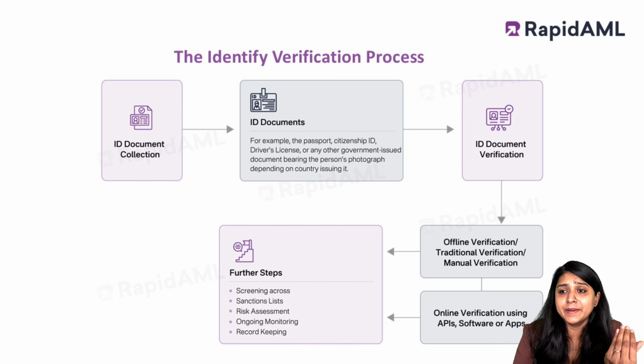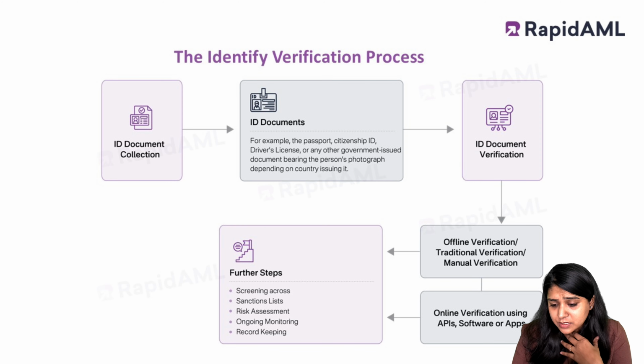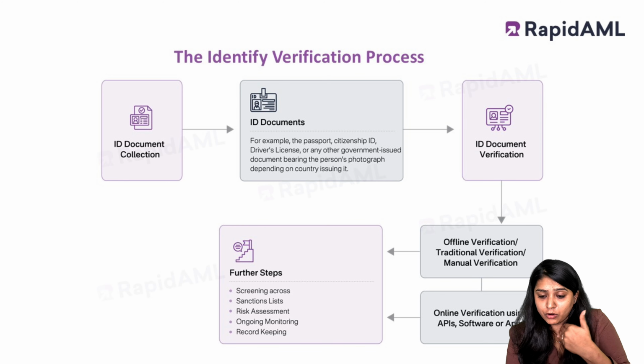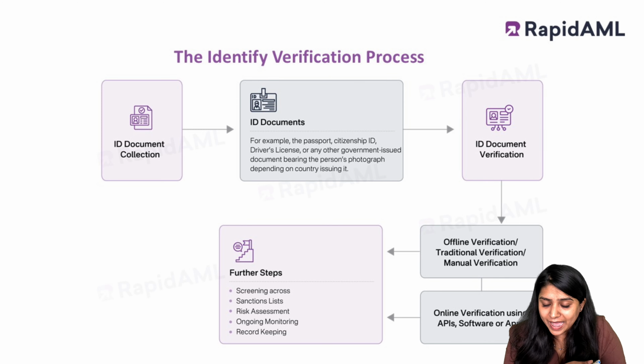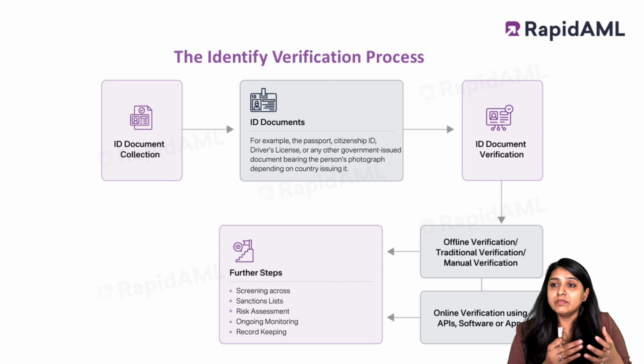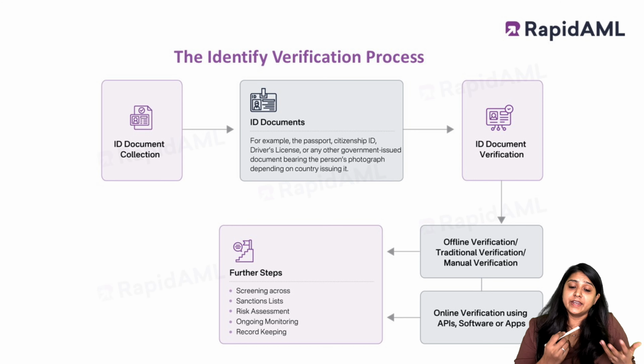Offline verification would be, like, I am your customer and you are onboarding me. I met you, we are having a face-to-face interaction, and I'm showing my passport to you. So basically, you have verified my passport. You've actually seen the original passport. Though you have a copy, you have seen the original one. So that is also one of the ways by which you will verify manually.